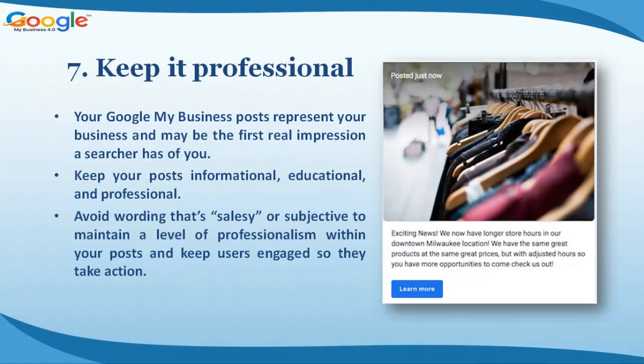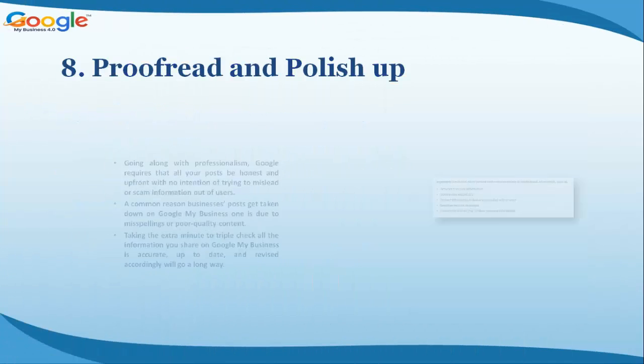7. Keep it professional. Your Google My Business post represents your business and may be the first real impression a searcher has of you. Keep your posts informational, educational, and professional. Avoid wording that's salesy or subjective to maintain a level of professionalism within your post and keep users engaged so they take action.